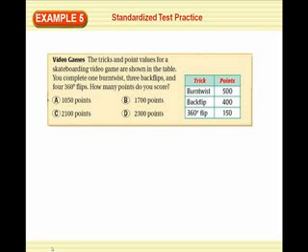Okay, example number 5, standardized test practice says, the tricks and point values for a skateboarding video game are shown in the table. You complete 1 burn twist, 3 backflips, and 4 360-degree flips. How many points do you score?